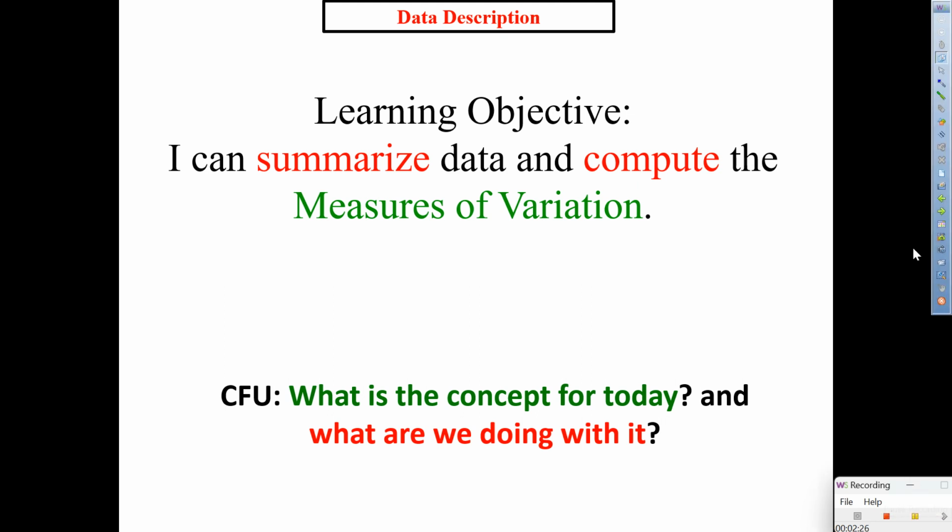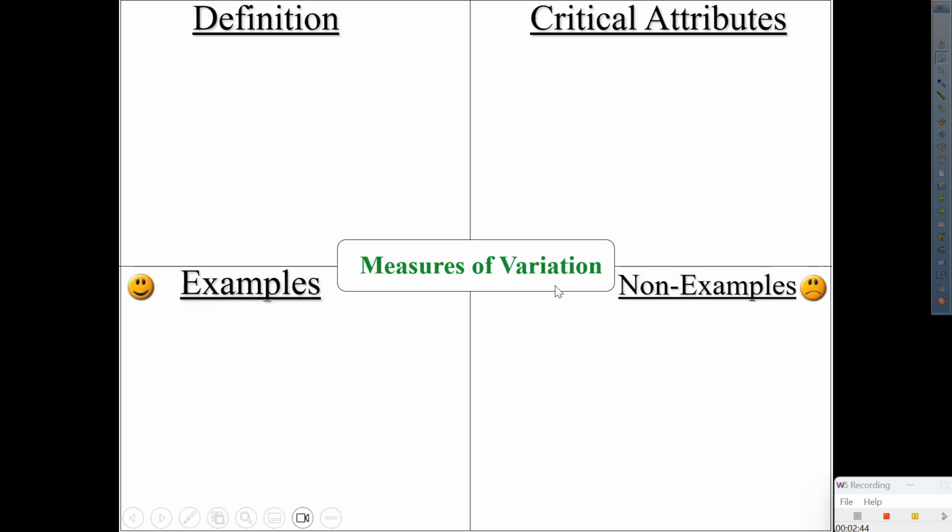So measures of variation, we've already been practicing this almost for 2 months in a row, right? Warm-ups, we're experts at all the components of finding the variance and finding the standard deviation and range. Okay, so I gave you guys a Frayer model. By now you should know how to fill that in, yes?